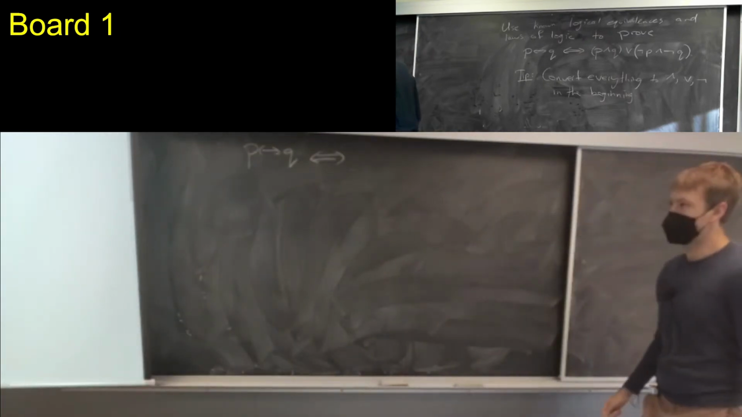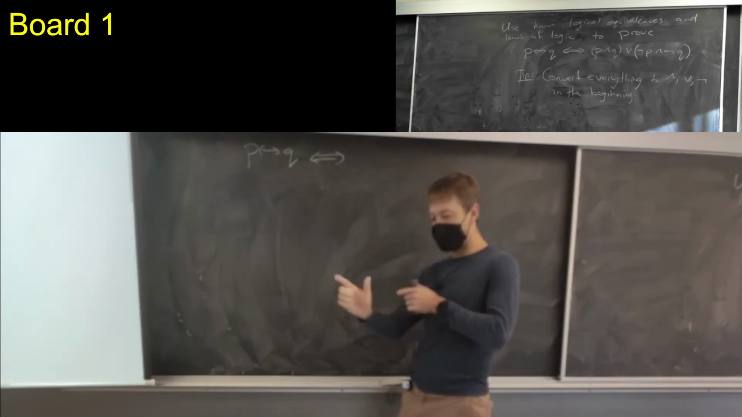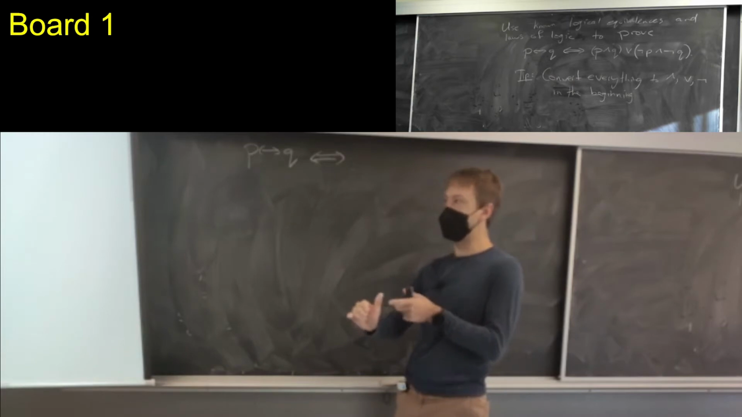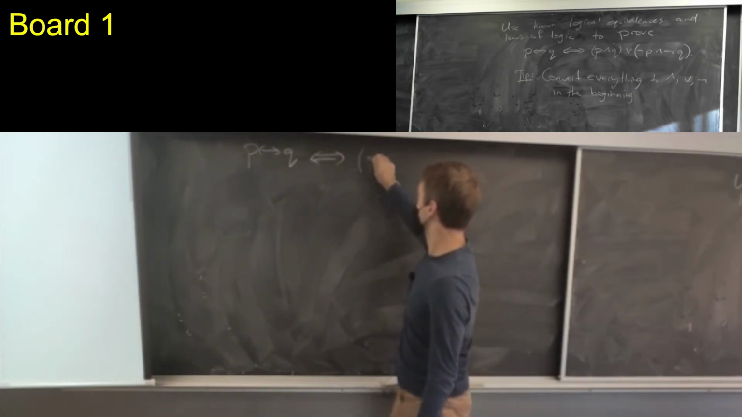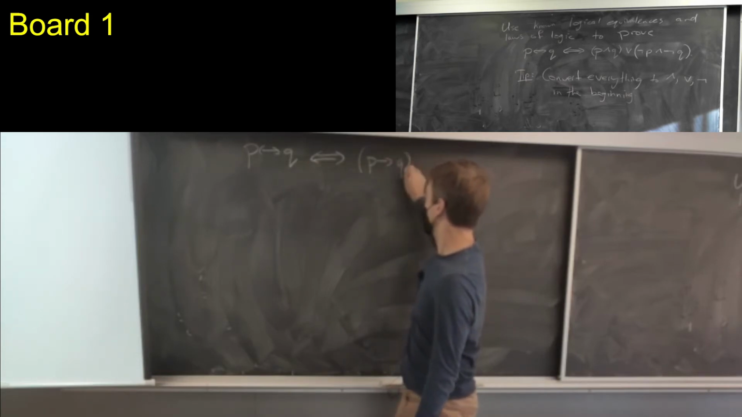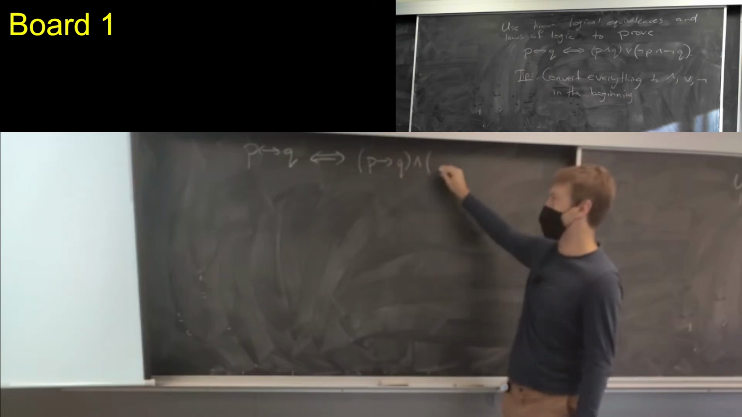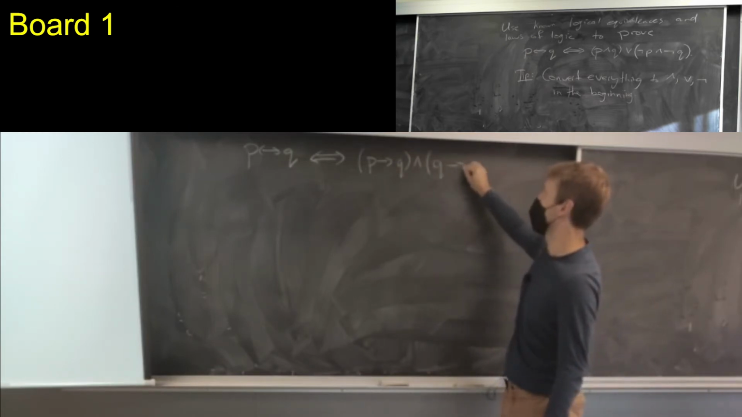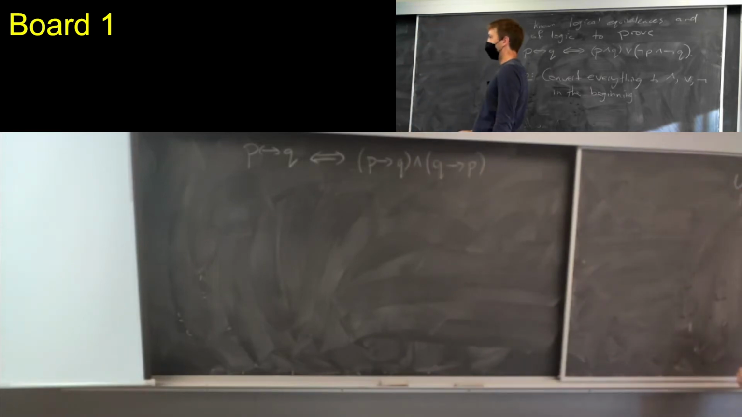So as a first step, I'm going to break it up because we know that a double implication or a biconditional is the same as two single implications, which I admit is not in terms of and or not yet, right? I've still got implications, but in some sense, we're getting a bit closer.